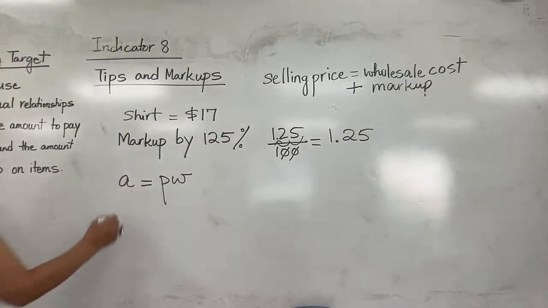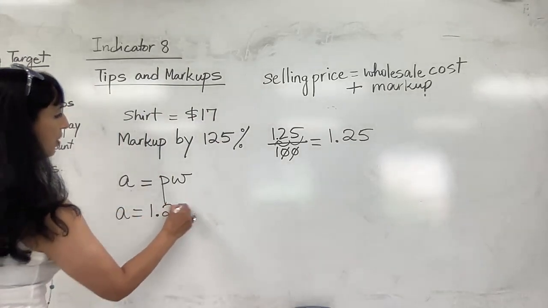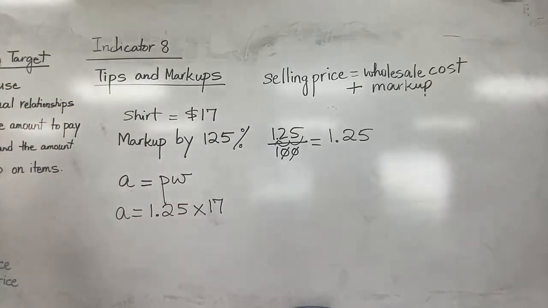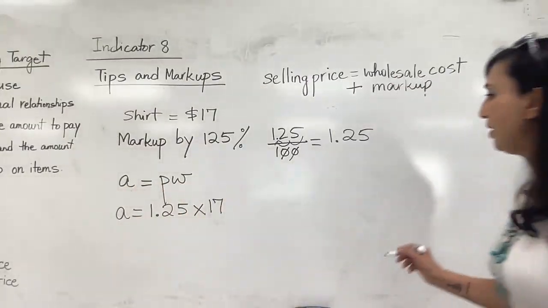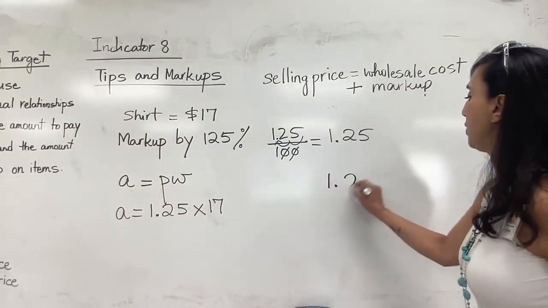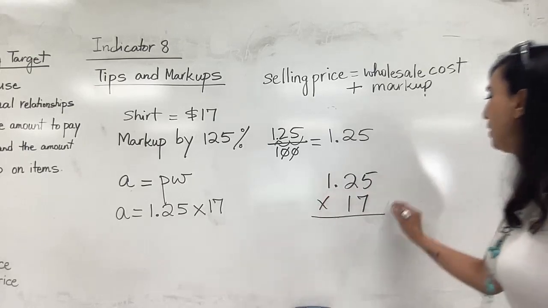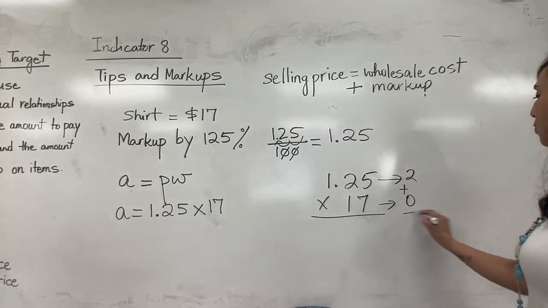So A is equal to 1.25 times 17. Now I'm just going to do the multiplication. So 1.25 times 17. Here I have 2 digits after the decimal, here I have 0 digits. Total amount is 2.